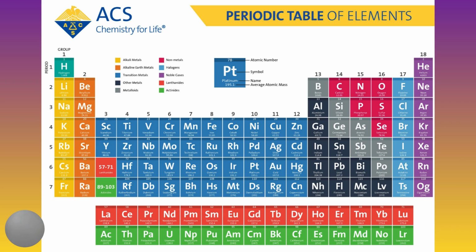As you can see here, one way of arranging the periodic table is from lightest to heaviest. Hydrogen is the lightest, second is helium, followed by lithium and beryllium. So these four elements are the light elements.